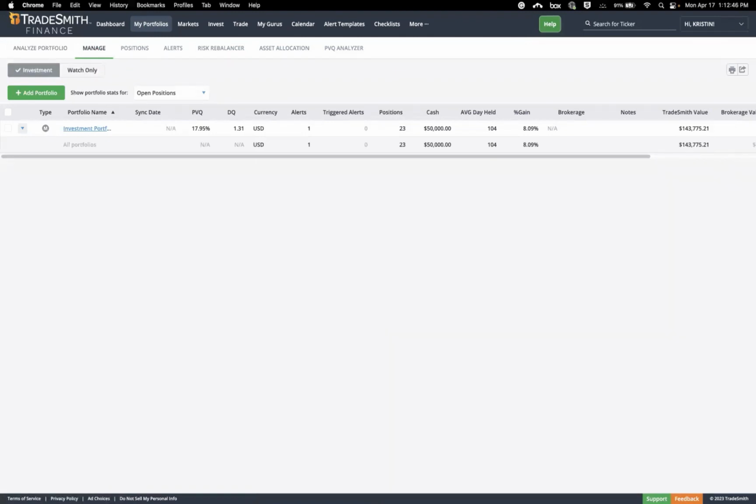All right, so this is the investment portfolio I created. I'm going to go ahead and open it by clicking on the portfolio name. Looks like I have about 23 positions in here.